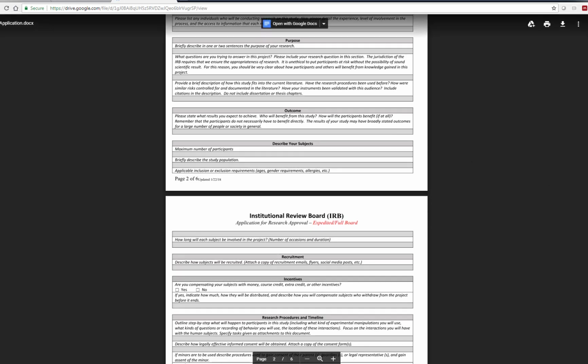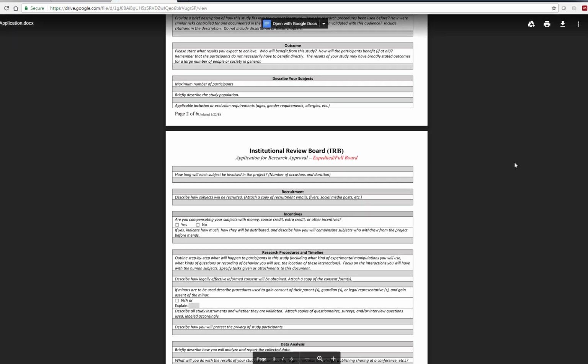After this is the outcomes section. Here the researchers will clearly articulate the results that they expect to achieve, as well as any anticipated benefits. Benefits can come to participants, but they can also be broad benefits that are related to society in general.